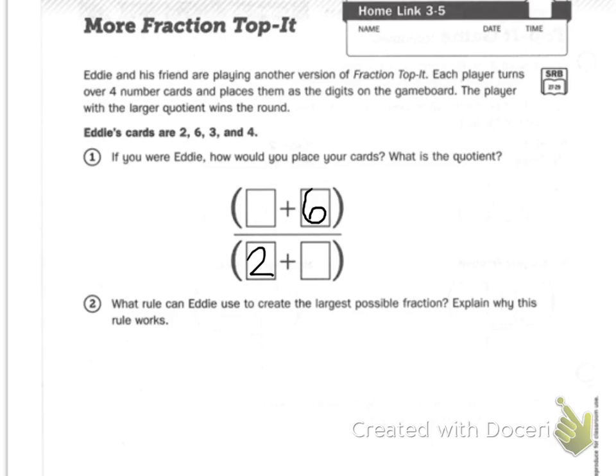And then it says, what rule can Eddie use to create the largest possible fraction? Explain why this rule works. Now I already told you that Eddie should place the smallest digits in the denominator because the denominator is how many pieces the whole is broken into. So, the smaller the denominator, the bigger the piece. And you want the numerator to have the largest digits. So use what I'm telling you to create your answer for the rule.